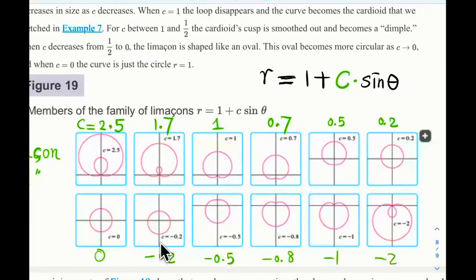Okay, so the limaçon, sometimes I would like to animate this, right? The snail like this, and then it shrinks the inner loop. So you see the pattern, okay?